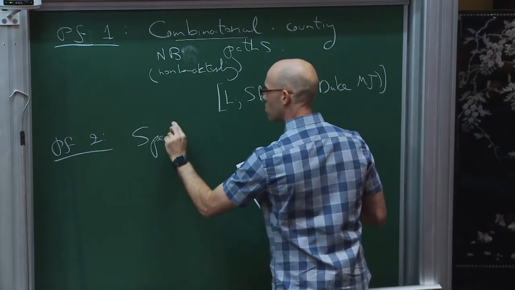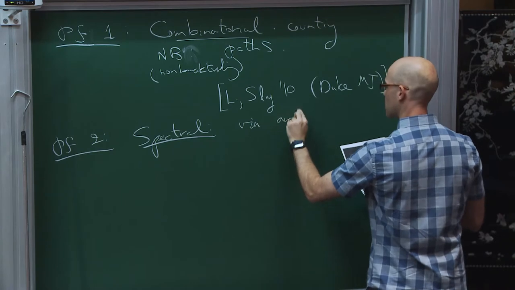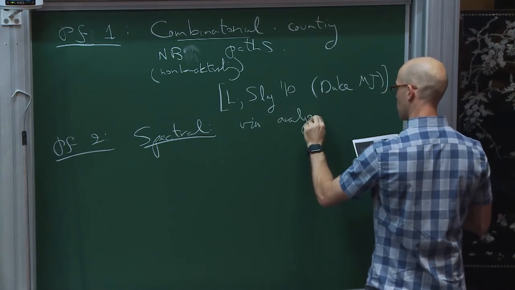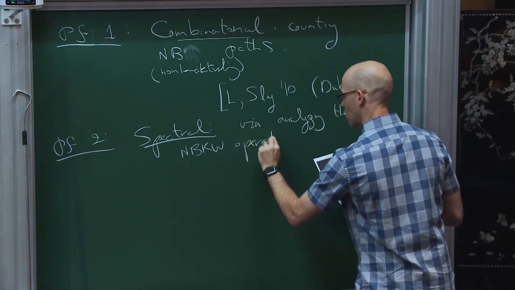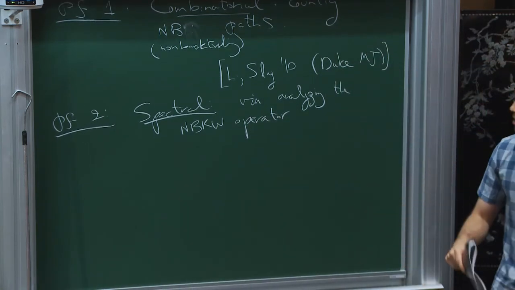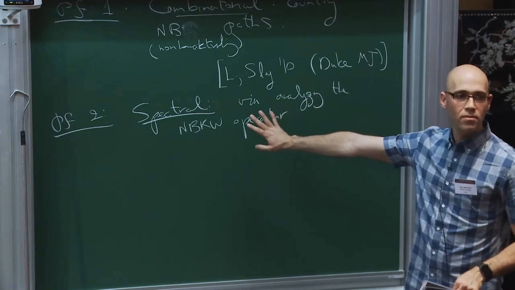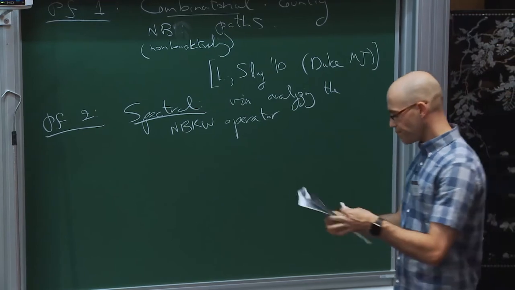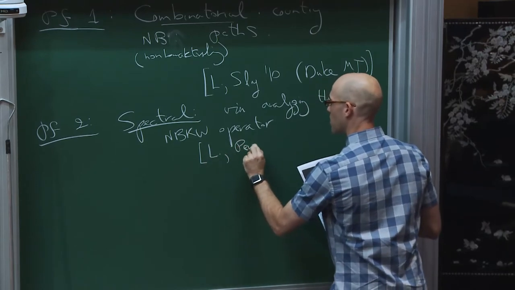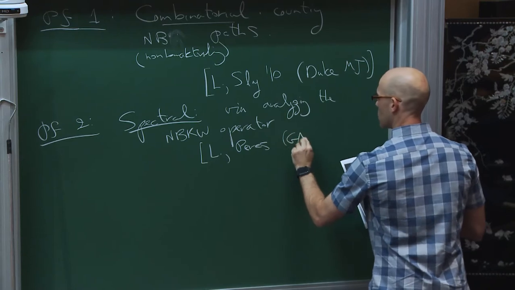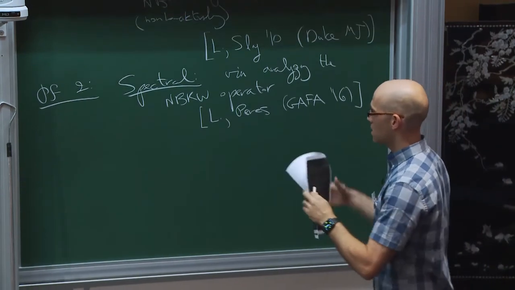Proof 2 will be spectral, via analyzing again the non-backtracking random walk operator. And when we say a spectral analysis of the non-backtracking operator, it's much more delicate than one may think, because this operator is not normal. And this uses the method that we had in a paper from a year ago or so with Yuval.